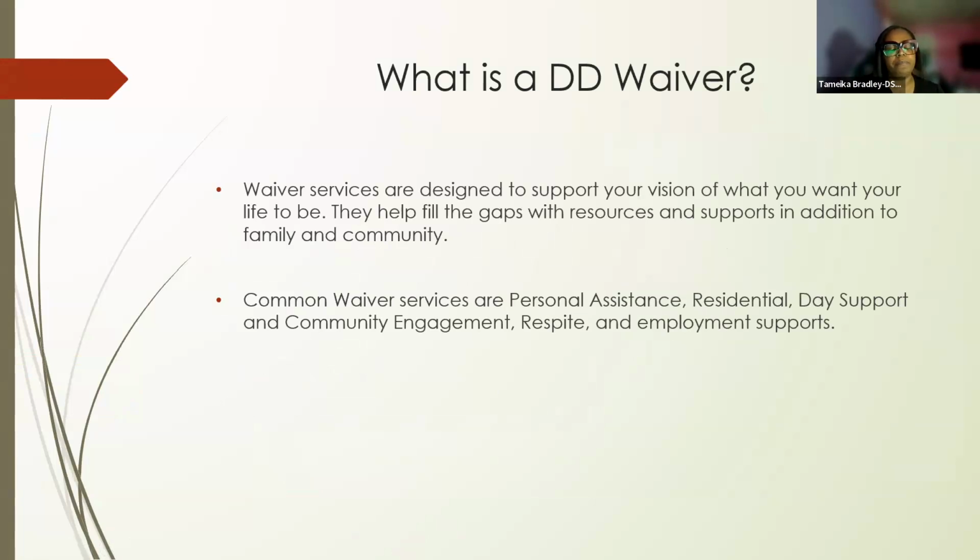Common waiver services that a person may receive if they were to receive a DD waiver include personal assistance, residential services, day support services, community engagement services, respite, employment supports. Some people will access the $5,000 of environmental modification money, as well as the $5,000 of assistive technology money. The waivers also cover some of the crisis support services as well.